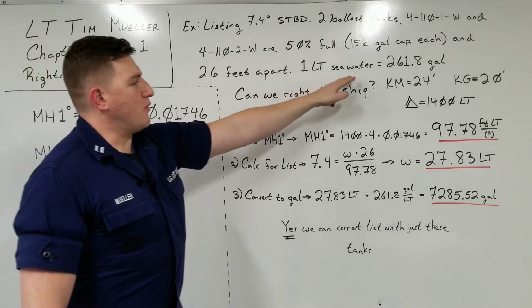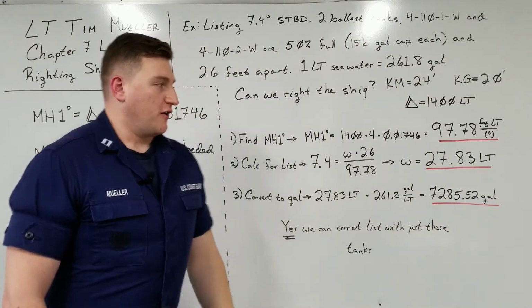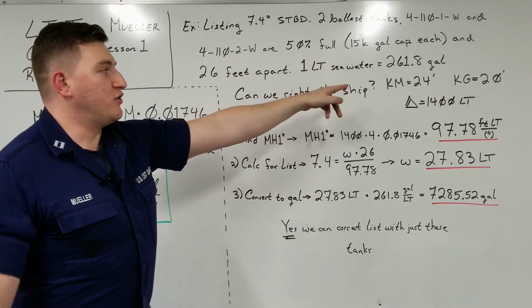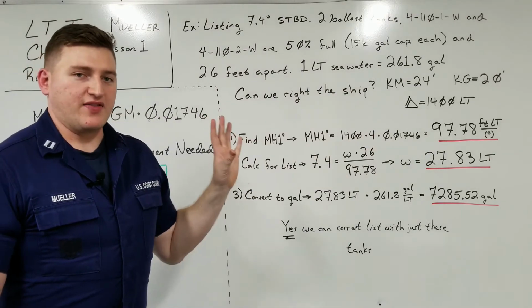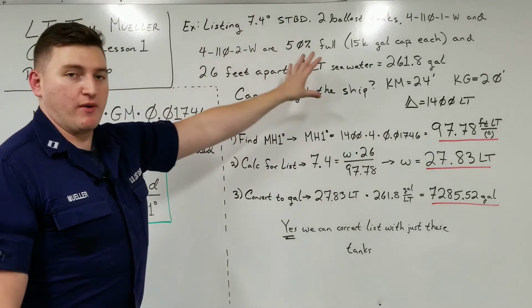1 long ton of seawater equals 261.8 gallons of seawater. So if we want to move 1 long ton, we know that we have to move right about 260 gallons in order to get that same weight. Can we right the ship with what we've been given?